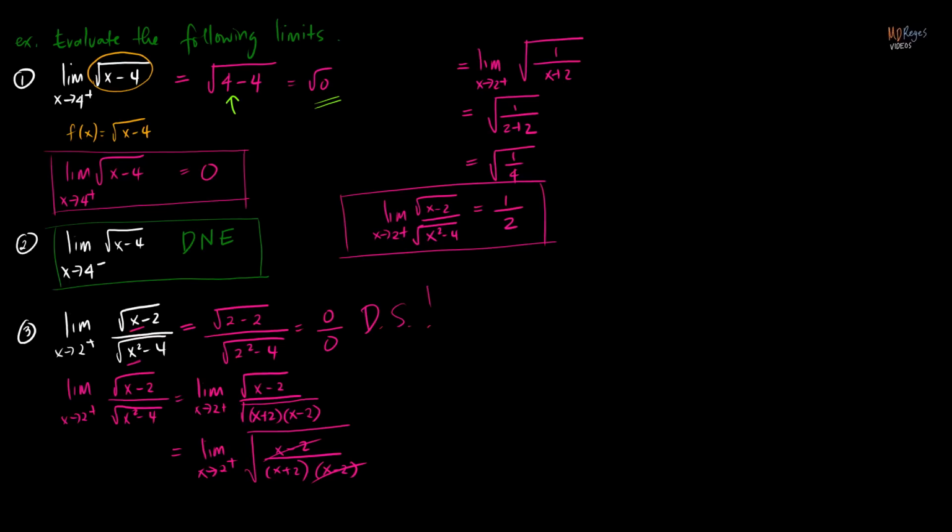Now I think you already know that the limit of the same function, square root of x minus 2 over square root of x squared minus 4, as x approaches 2 from the left does not exist. Why? Just because the number x approaching 2 from the left side of 2 is actually a number very, very close to 2, but on the left side of 2, so it must be a number less than 2.